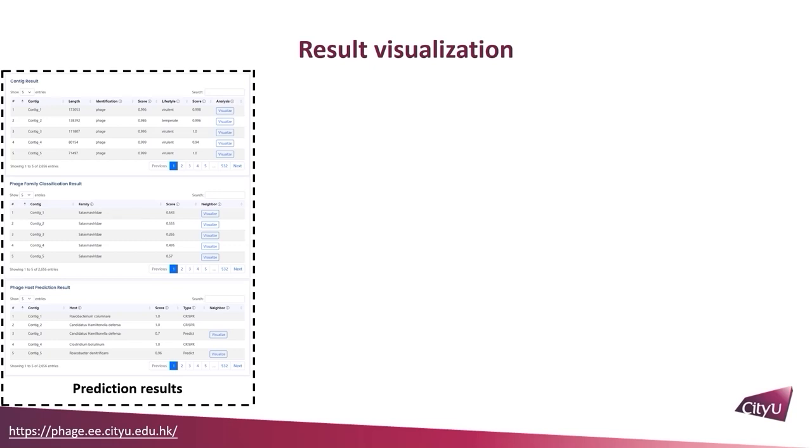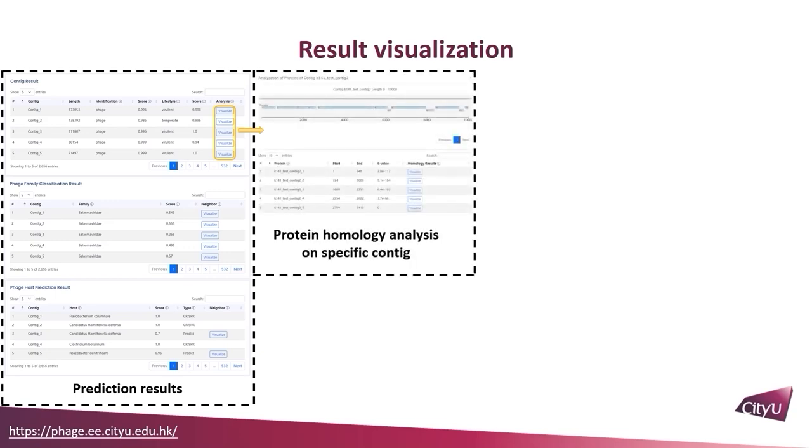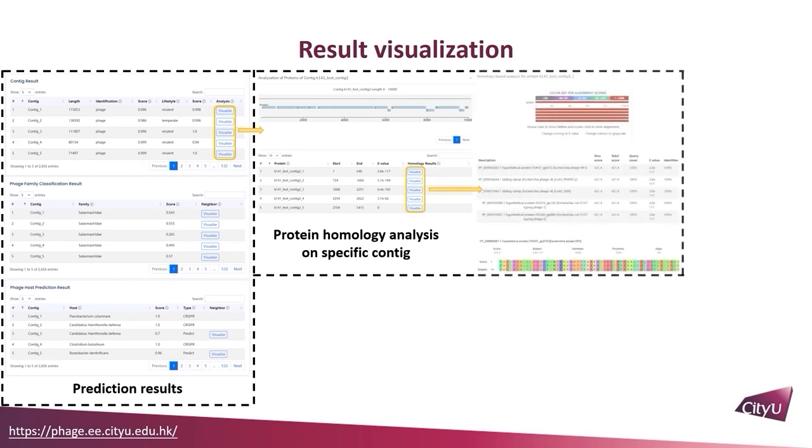In addition, PhaBOX provides detailed visualization of essential features behind the methods. By clicking on the visual buttons in the yellow block, users can examine the proteins on a specific contig. Then, detailed protein homology can be viewed through the homology results column.